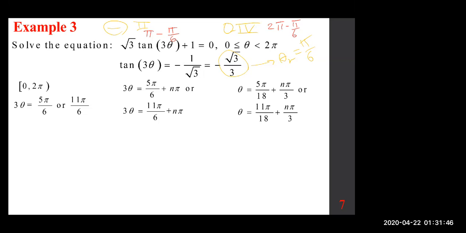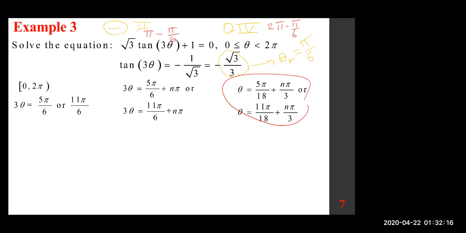Assuming the question was asking for a general solution, you're done. But that's not the case. The question is asking from 0 to 2 pi. So I want to show you how you arrive at all answers without missing one. If you do not put the n pi and then divide by 3, whatever the coefficient of theta is, you will not get to all of them.